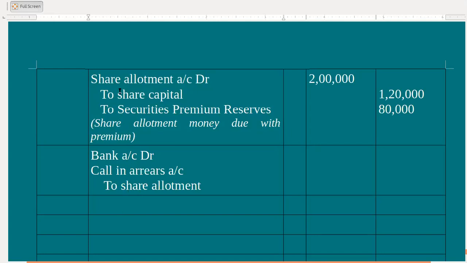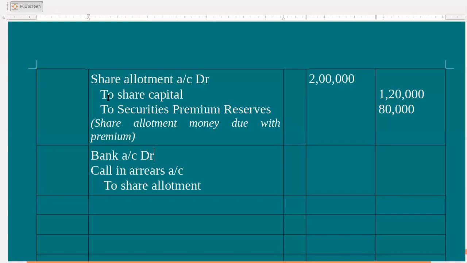But at the time of receiving application, we received excess application money. So the excess application money we already transferred to share allotment. What is that amount? Not 12,000. Are you doing the problem along with me? Yes. So what is the second journal entry?